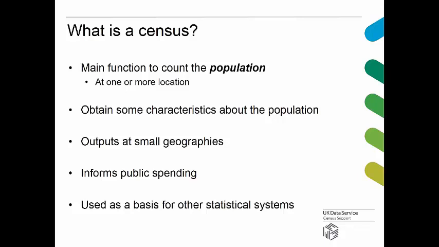The census informs public spending, such as the allocation of local government grants, and this could be the age distribution of areas, so you can decide where best to put schools or care homes, for example. It's also used as a benchmark for many other statistics, so it is used a lot.